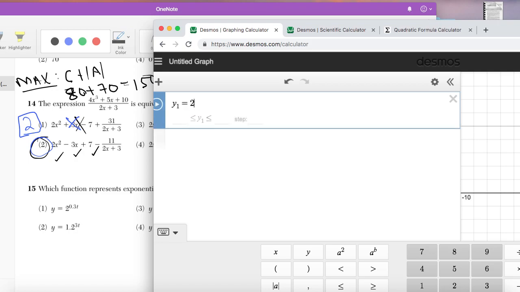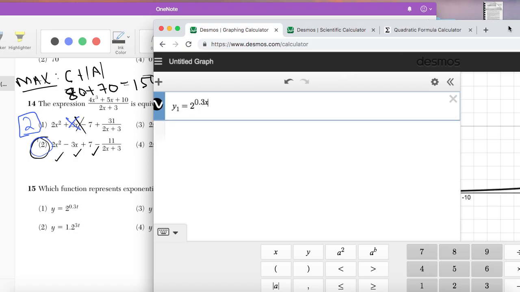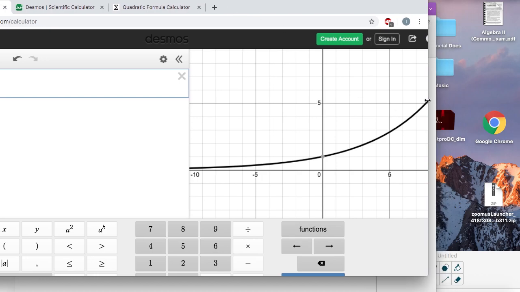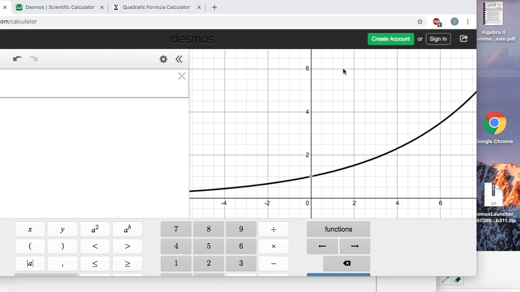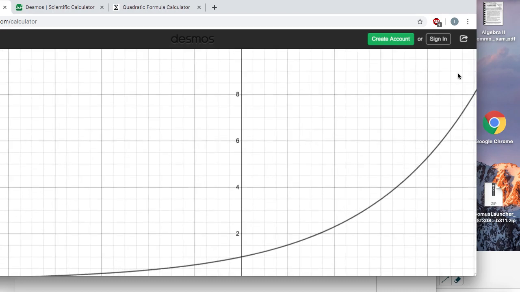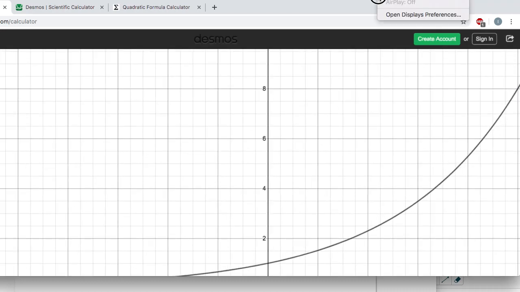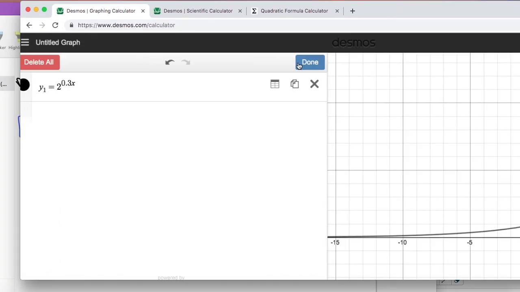y1 equals 2 to the 0.3x, because I'm not going to put t. You could see that's clearly an increasing function, right? I could even change the settings here. If I want to change the settings, you could see it's a growth function. Now, I'm trying to see something here, but it's not letting me do it. But we could see that's a growth function. There was something else I was trying to fix here.